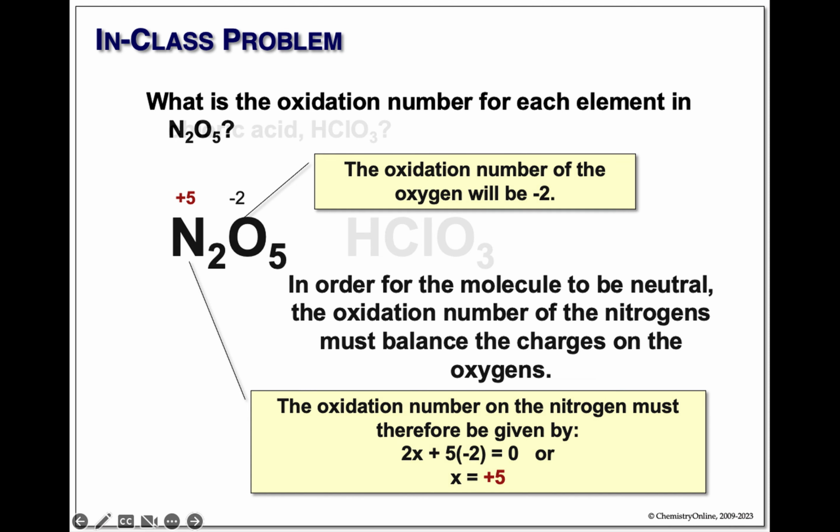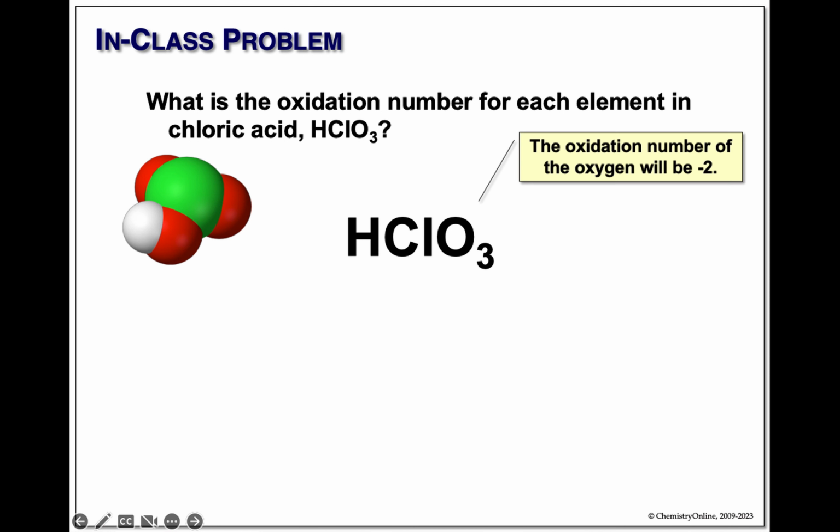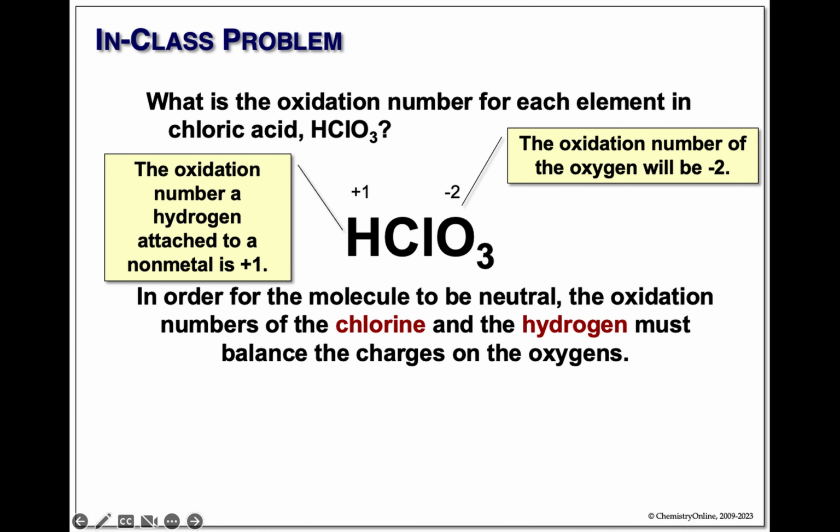And let's wind up here with chloric acid, HClO3. When we look at this, we say to ourselves, oxygen -2. Hydrogen is bonded to an oxygen, so it will be +1. We have this at -2, this guy at +1, 6 negatives, 1 positive. The chlorine must be +5.